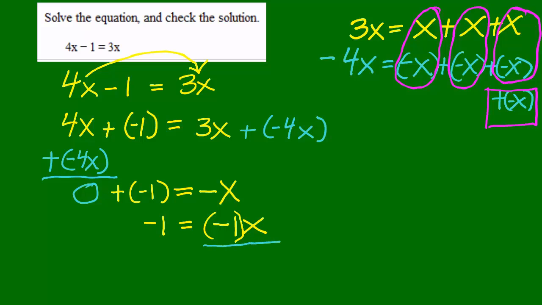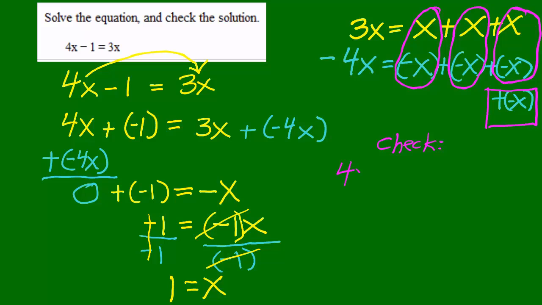So here I go. I'm dividing both sides of the equation by negative 1 because negative 1 on top and negative 1 on the bottom cancel. Another way of looking at it is that negative 1 over negative 1 is positive 1. So x equals 1. Let's check our work just to make sure.